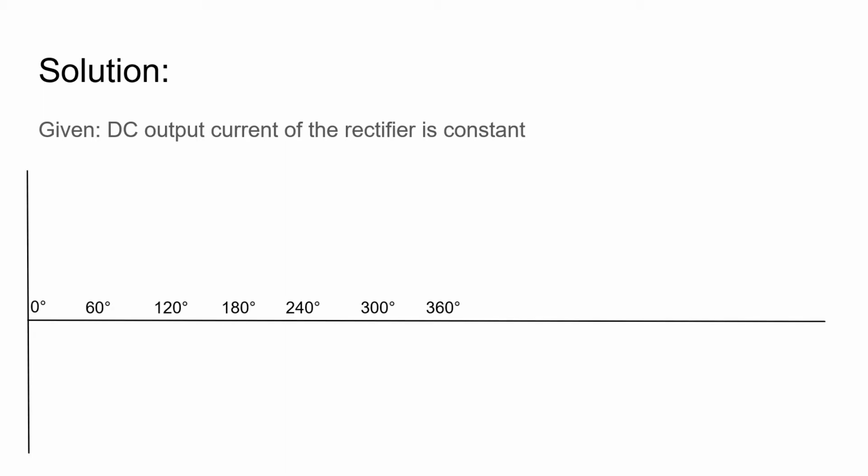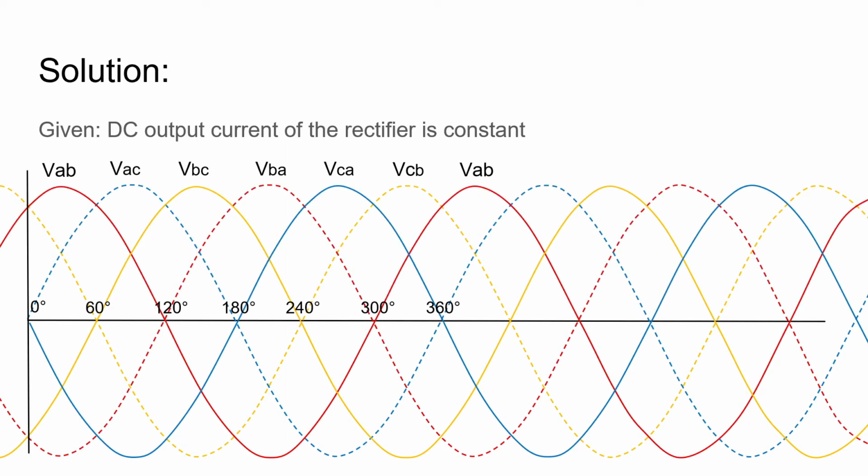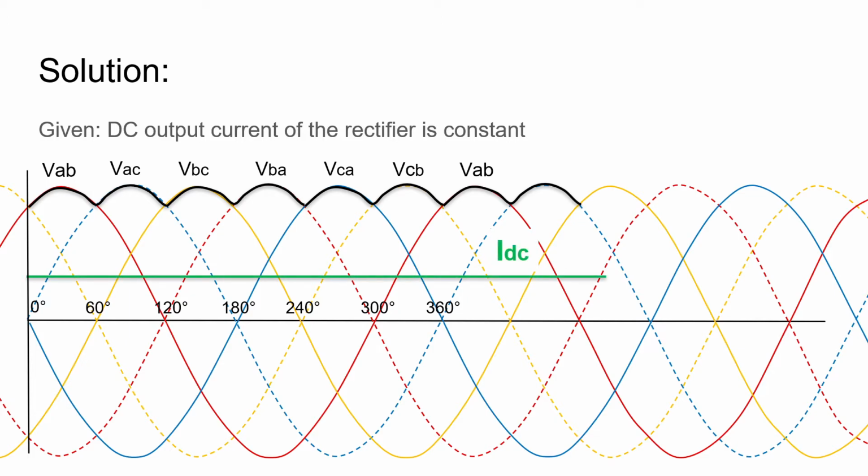Solution. It is given that the DC output current of the rectifier is constant. So let us look at the waveforms where the current is shown. These are the axes. These are the waveforms as we saw in the useful data. This is the output voltage, and assuming the current is constant and ripple free, the output current is shown as IDC with a constant line. That is the DC output current.